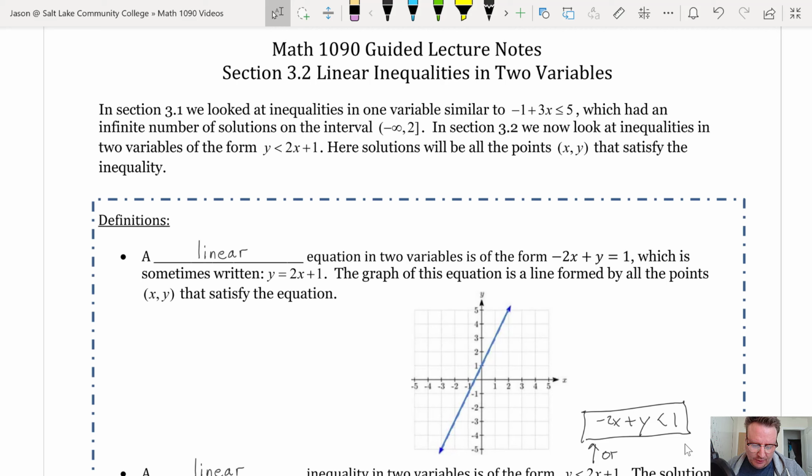Okay, this is section 3.2, linear inequalities in two variables. Okay, so first the definitions.